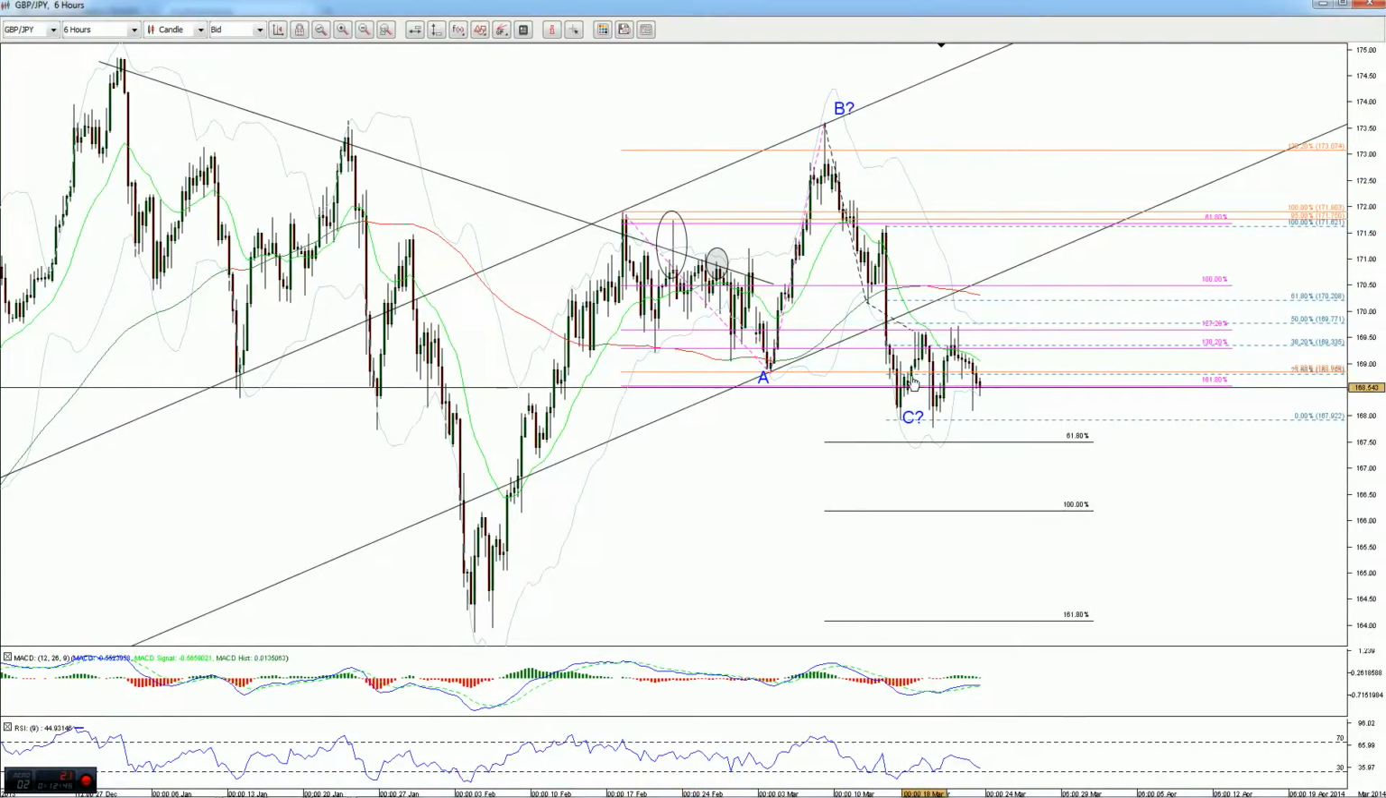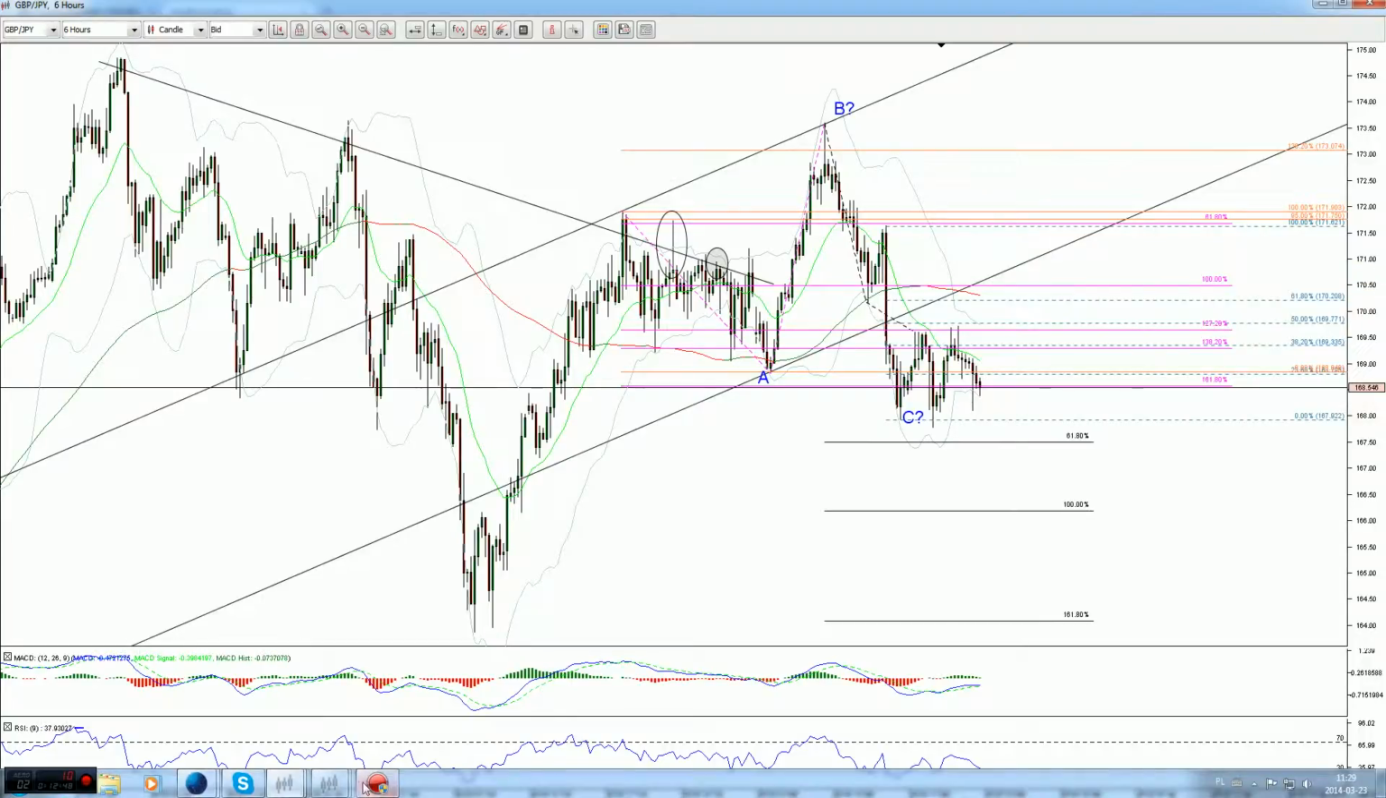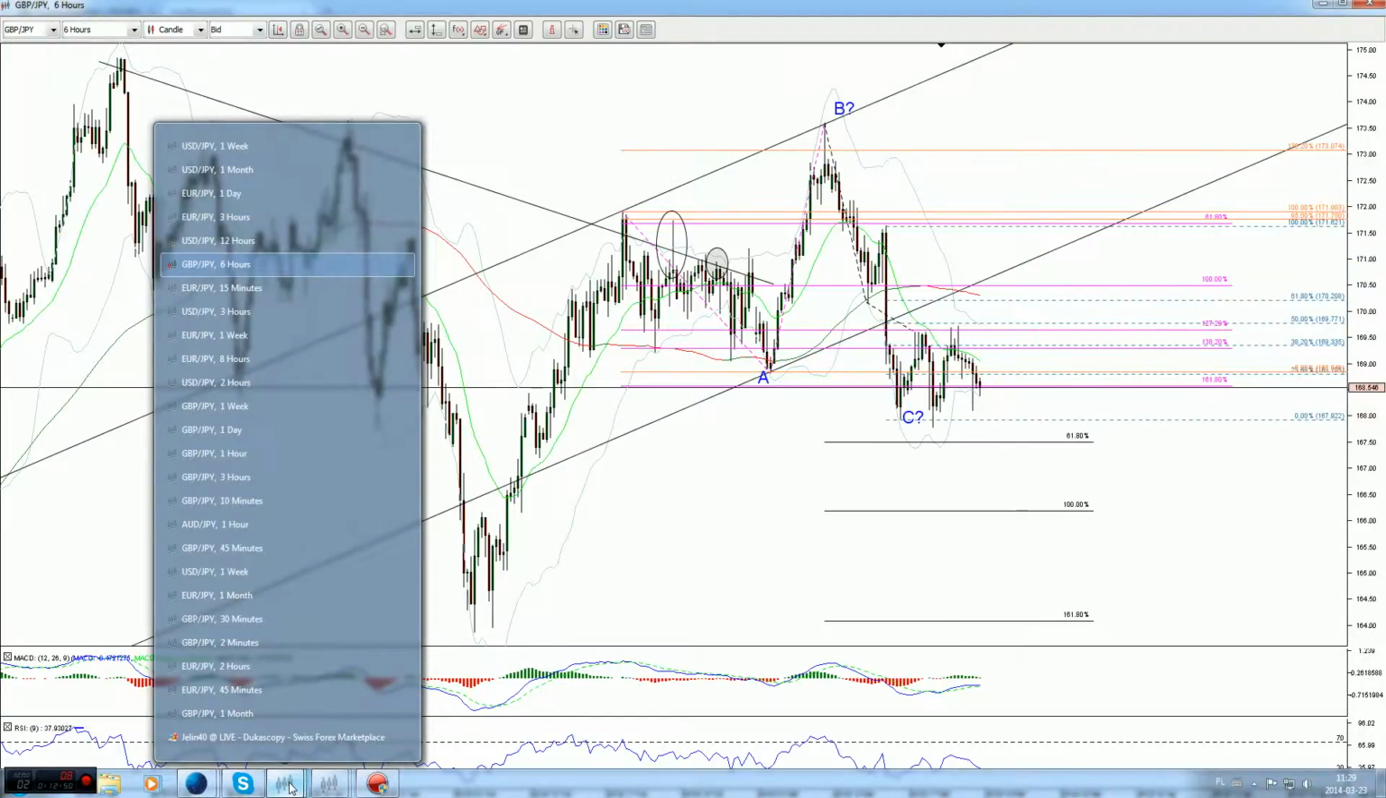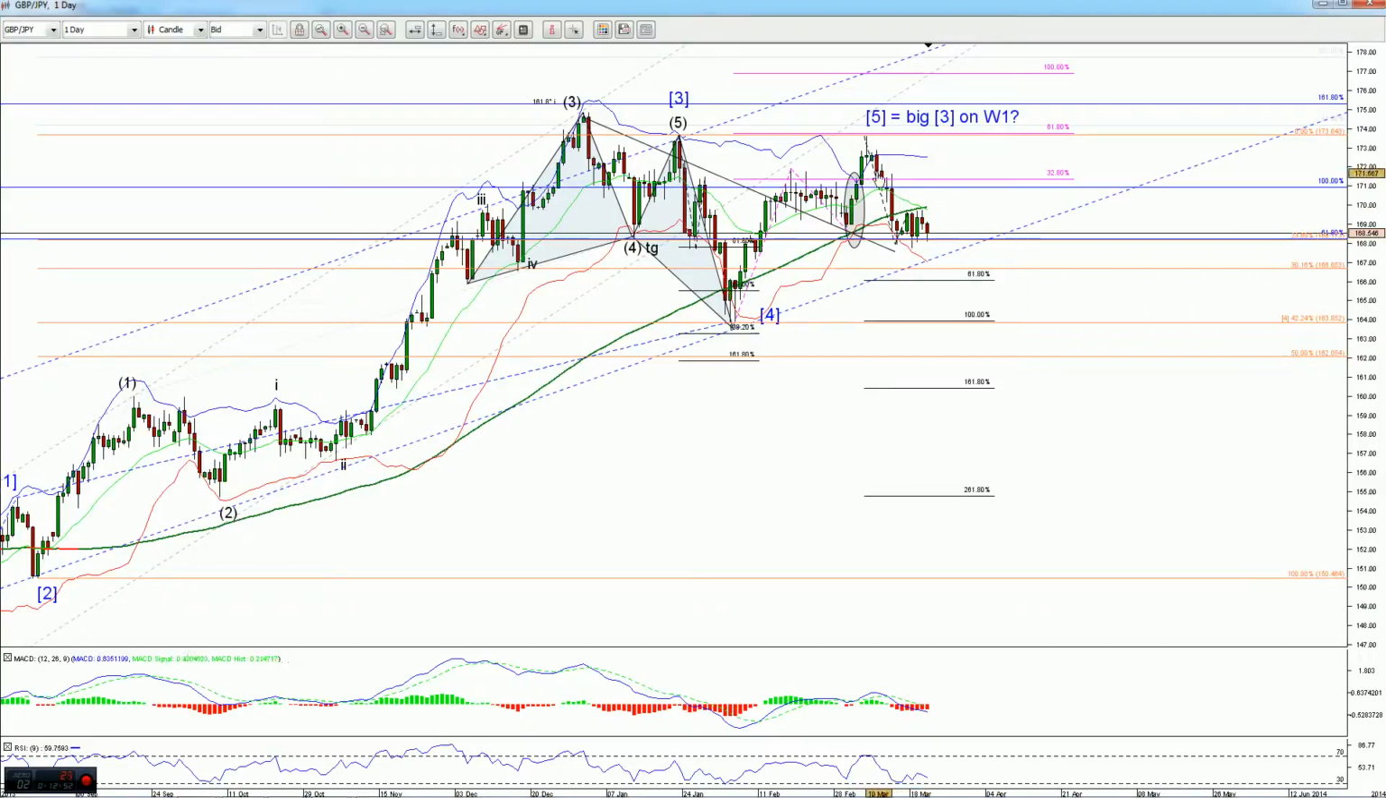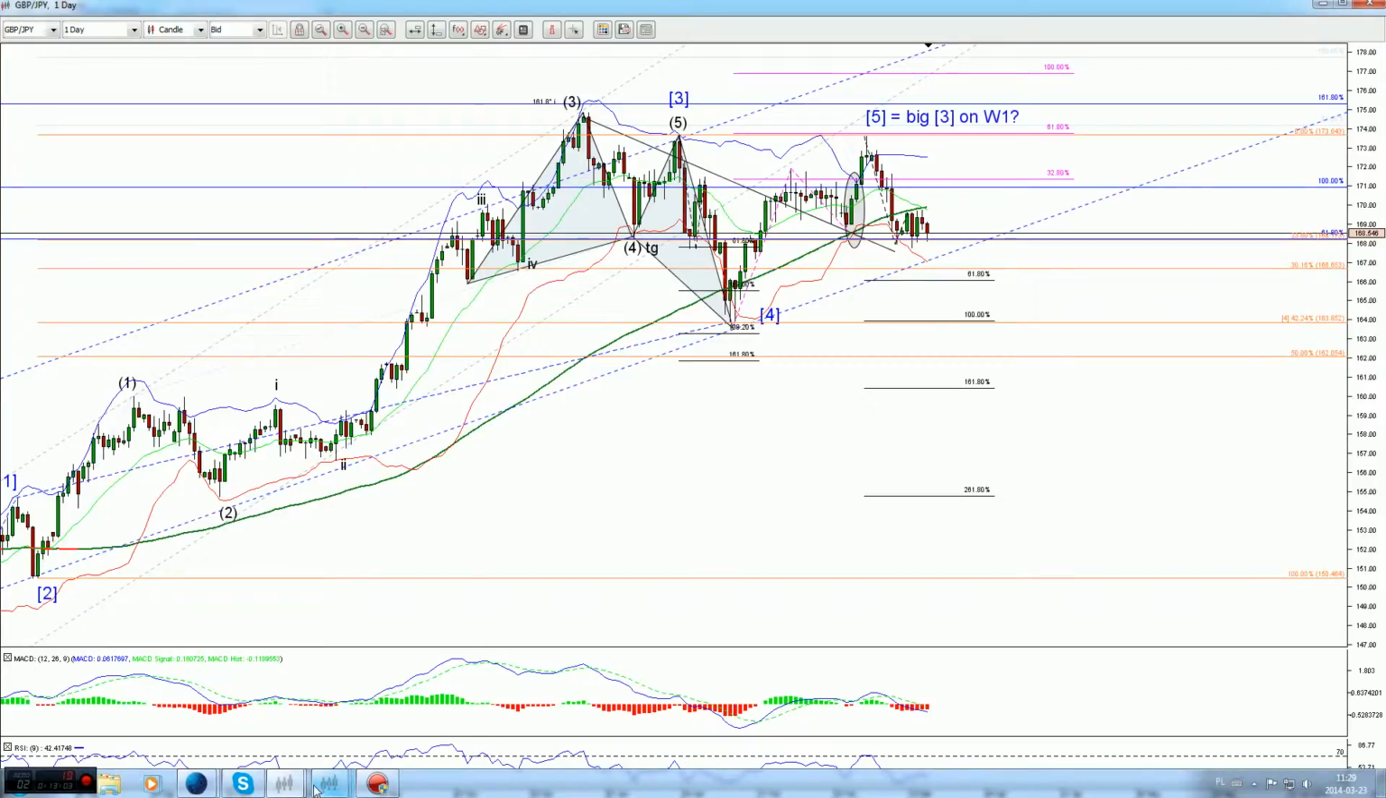A, B, and C. And then the market may make another move to the upside. So this is one of my scenarios, which will allow this market on the daily chart to complete this final fifth wave a bit higher, maybe reaching even 175. So that's the one point.